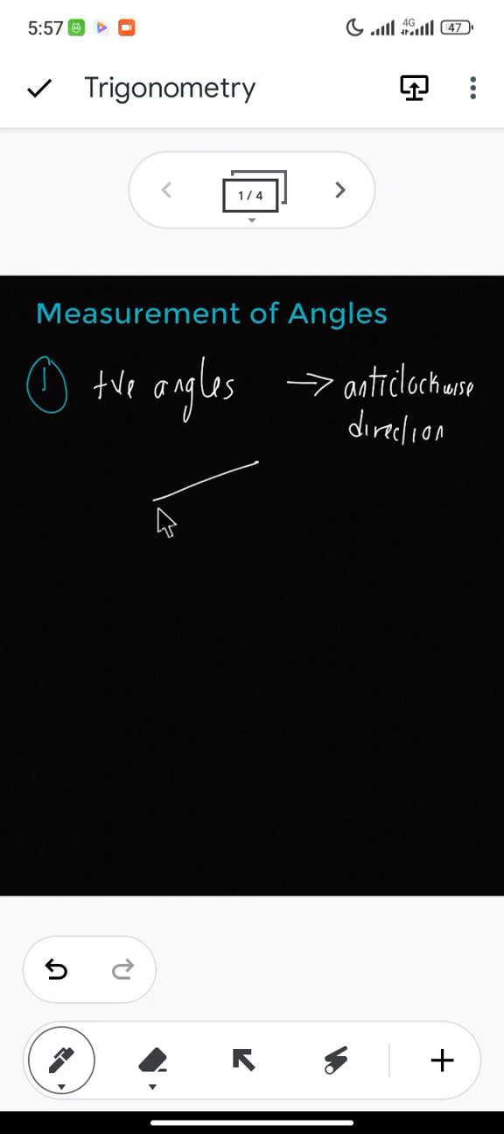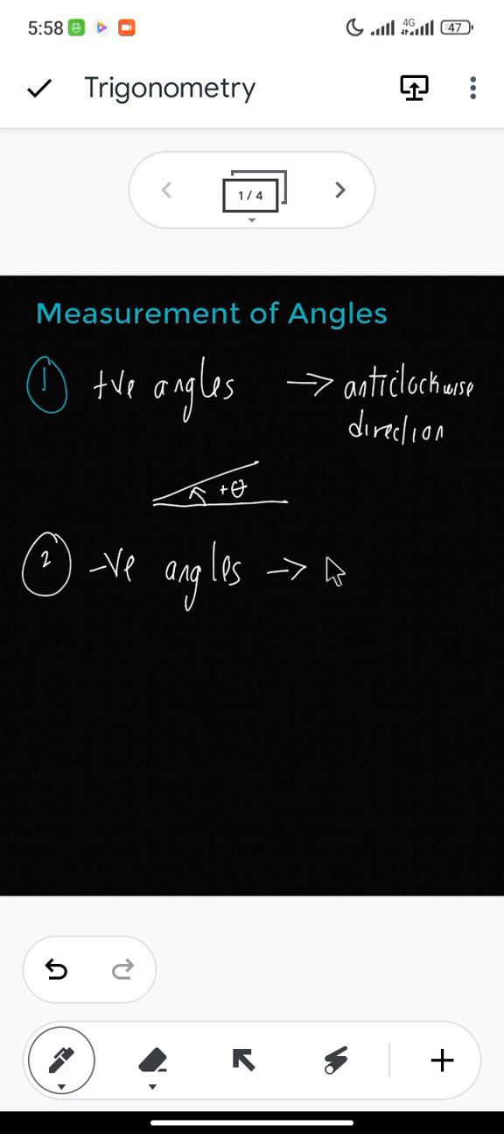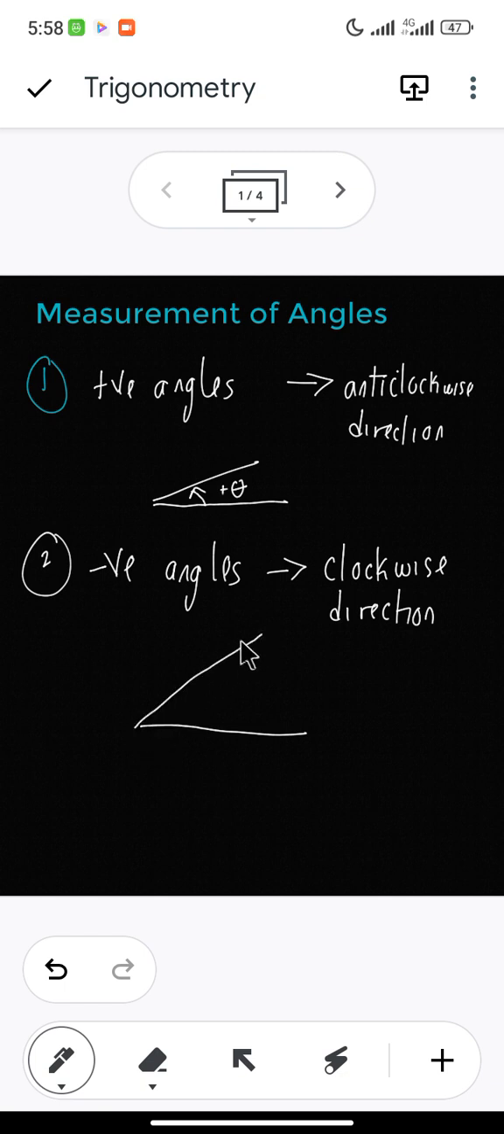So we have something like this and this, and if you go this way, this is an anti-clockwise direction. So this is a positive angle. Second thing to note is that negative angles are measured in a clockwise direction. So if you have something like this, and you're measuring, moving this way, this is a negative angle.